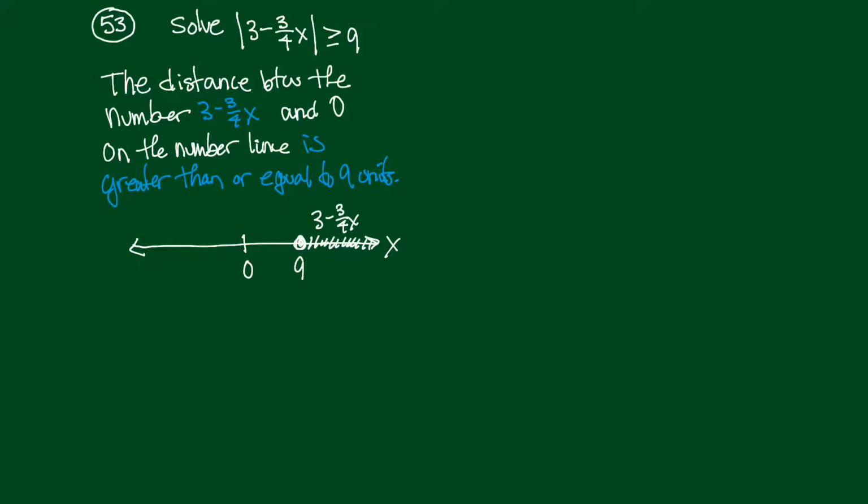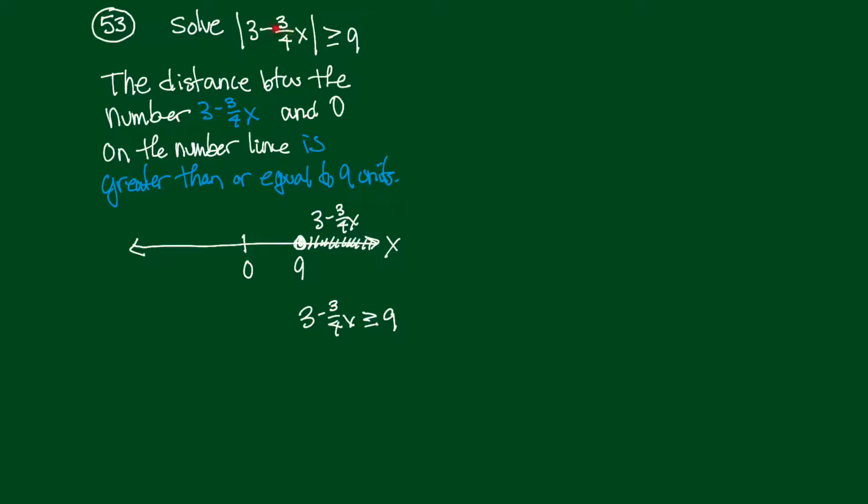Now, do you see what that gives you? That gives you this number is to the right of 9. So I'm going to write it right now. That means that 3 minus 3/4 x is greater than or equal to 9. Make sense? This number is to the right of 9. I can see it.